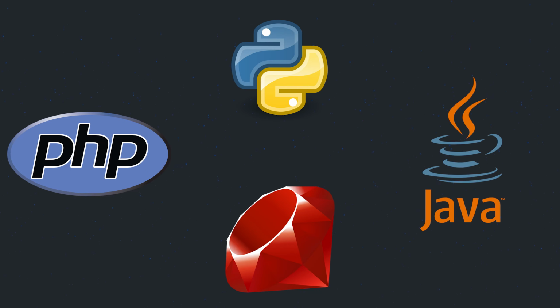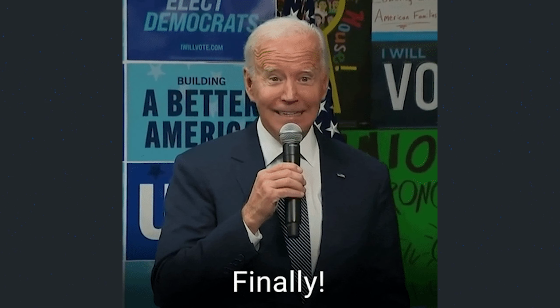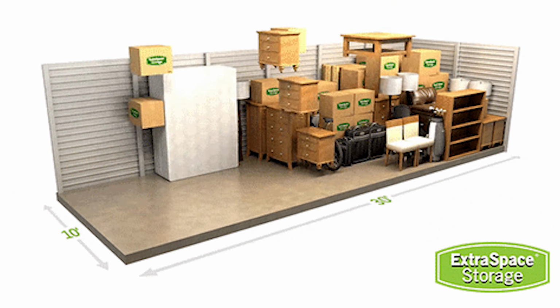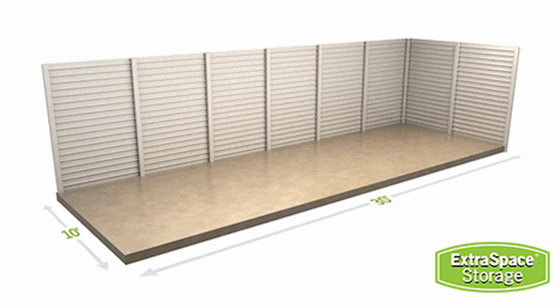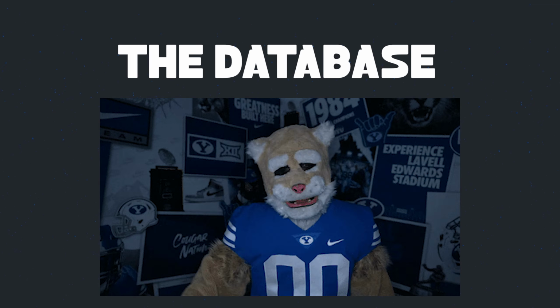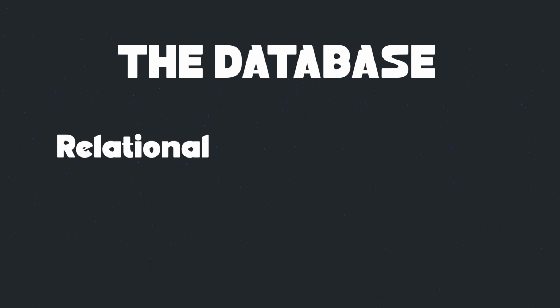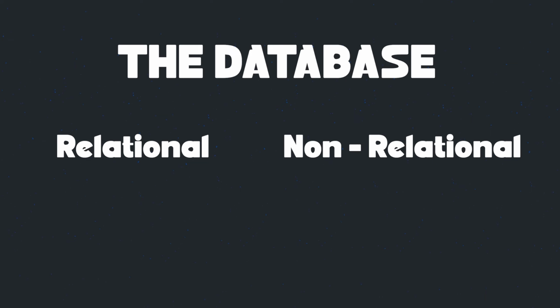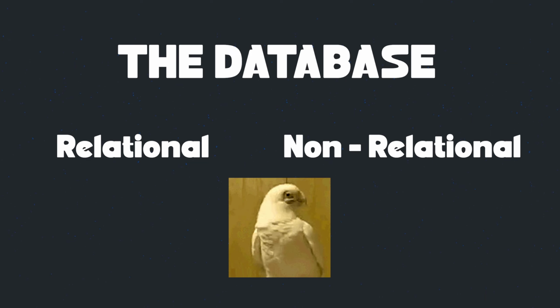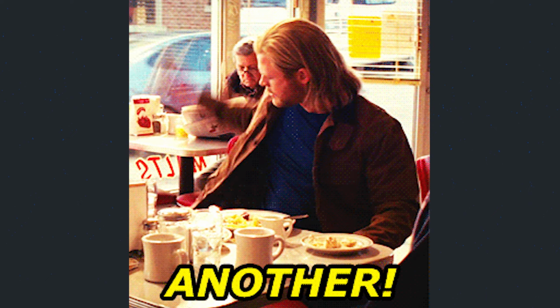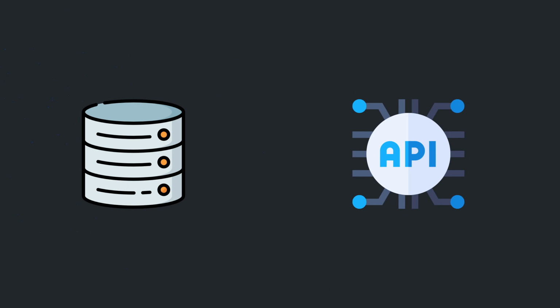Finally, we arrive at the storage place of the data being handled by the web application, that is the database. We see mainly two types of databases, relational and non-relational, but I won't go in depth of these two. If you guys want me to do a separate video for databases or APIs, just let me know down in the comments below.